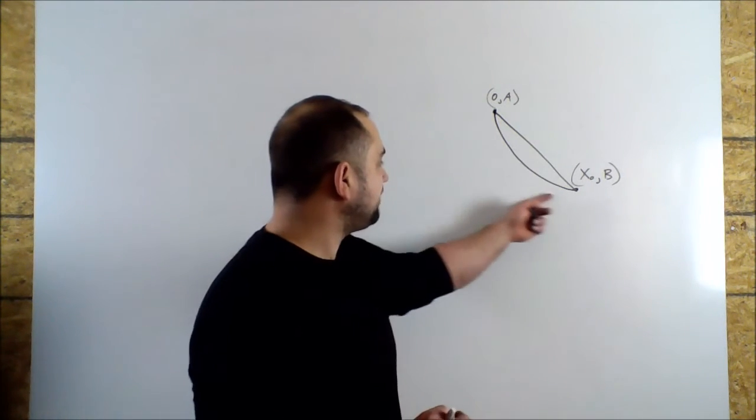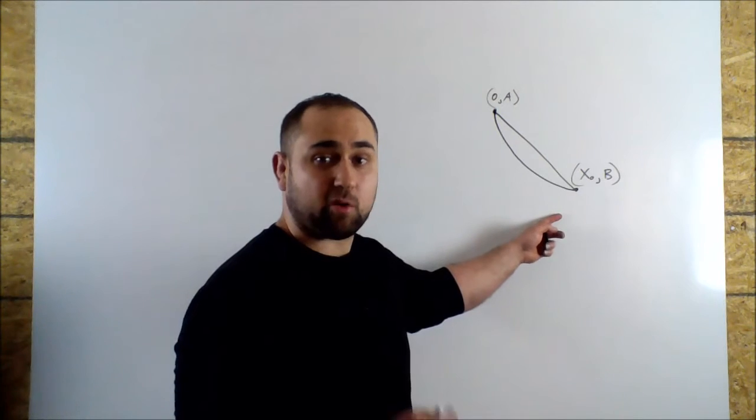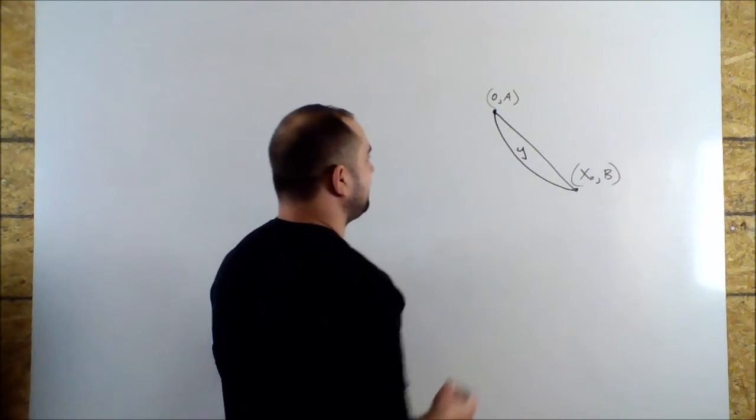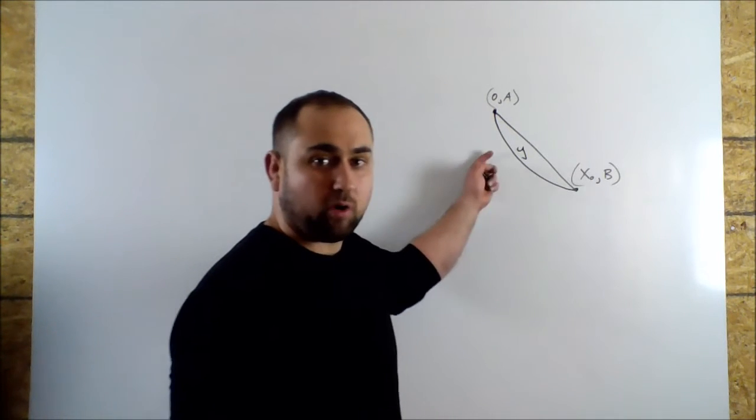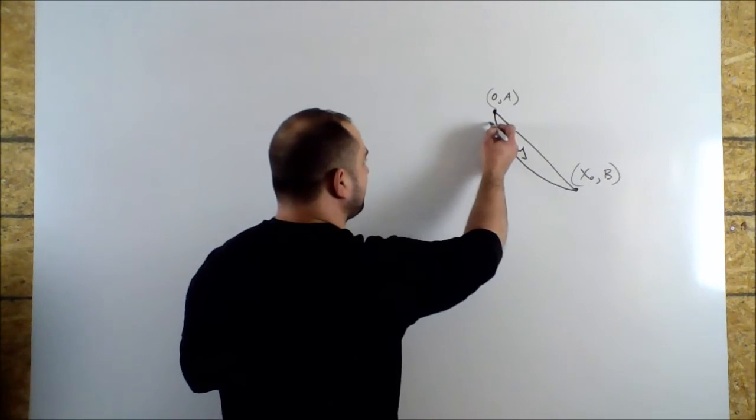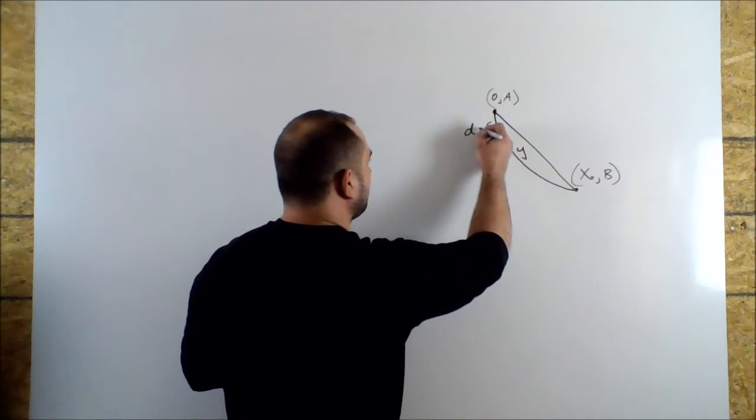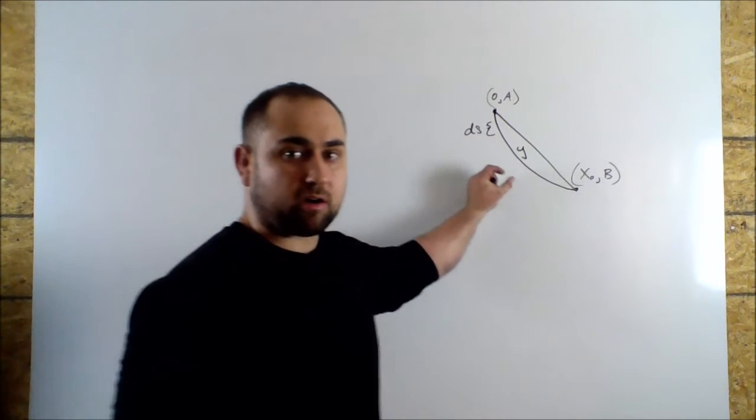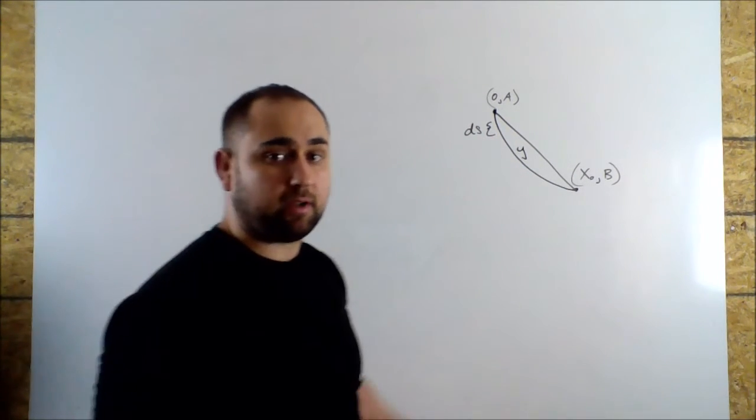Okay, so how do we go about deriving the shape that would minimize time? We're going to start by designating the optimal curve as y. We don't know what it is. That's what we're deriving. And an infinitesimal arc length we're going to designate as ds. So an infinitesimal arc along this curve is called ds.